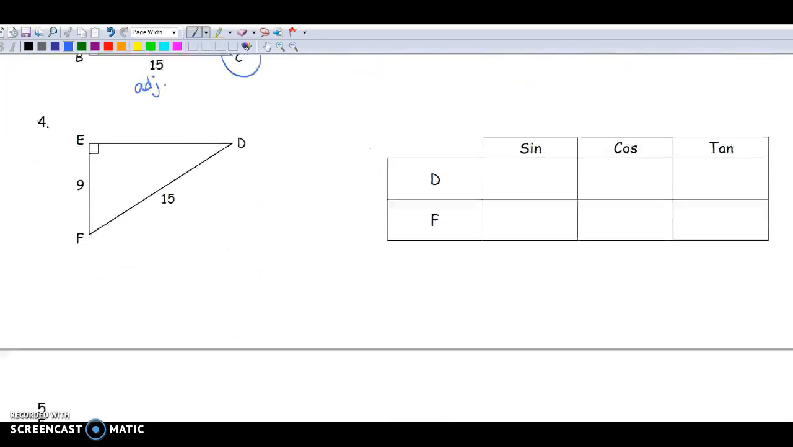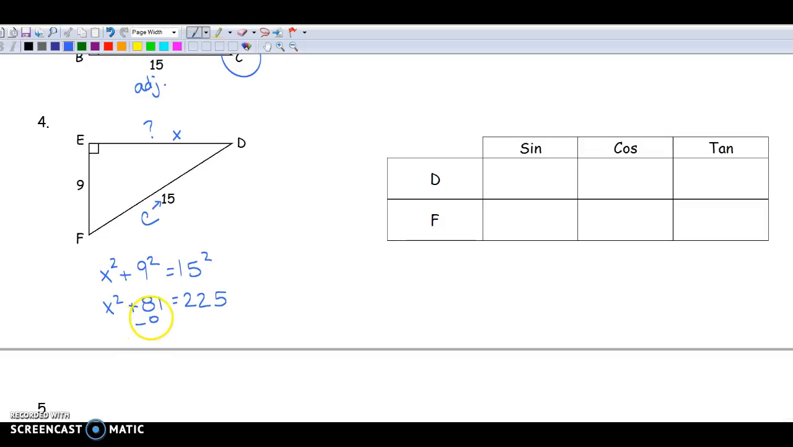Same down here, except number 4, you'll notice that we only have 2 sides. We don't know what this side is yet. We have to find out what that side is. To find out what this side is, we're going to have to do Pythagorean Theorem. Remember that C is your hypotenuse, so 15 has to be C. So I'm going to do x squared plus 9 squared equals 15 squared. I'm going to have x squared plus 81 equals 225.